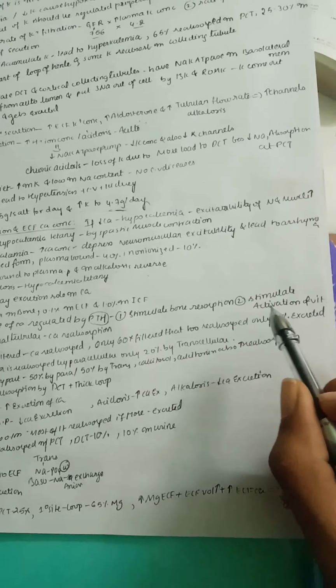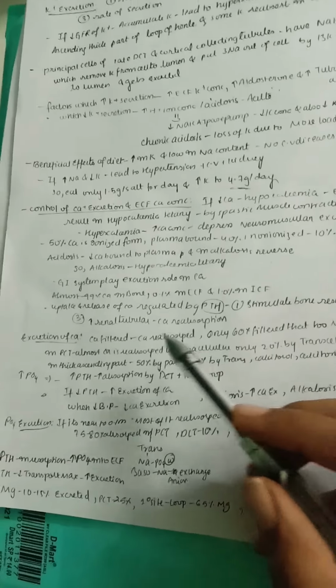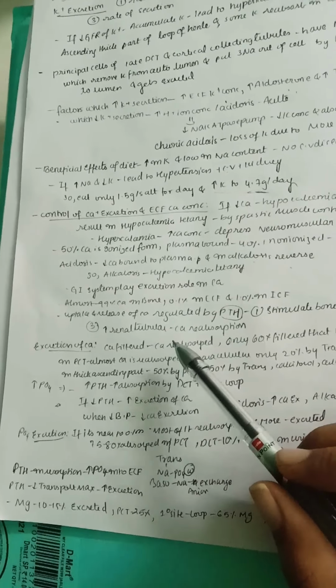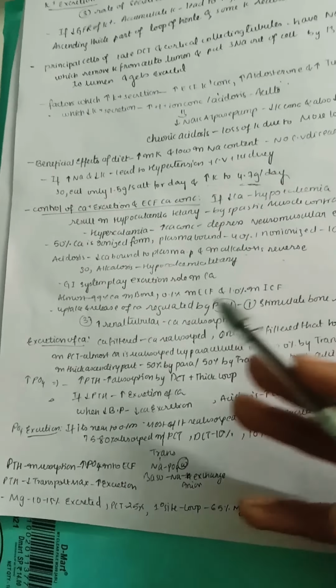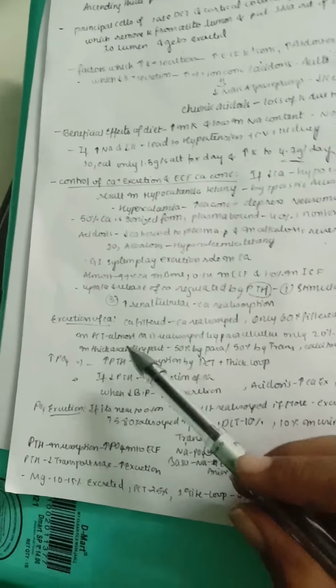The next one is to stimulate the activation of vitamin D. And the parathyroid hormone also increases the renal tubular calcium reabsorption, so it can directly affect the renal tubular cells to absorb more calcium. Next, excretion. By this we understand how calcium is reabsorbed.